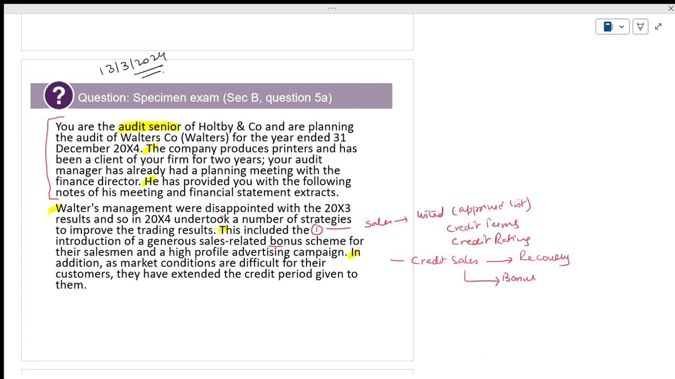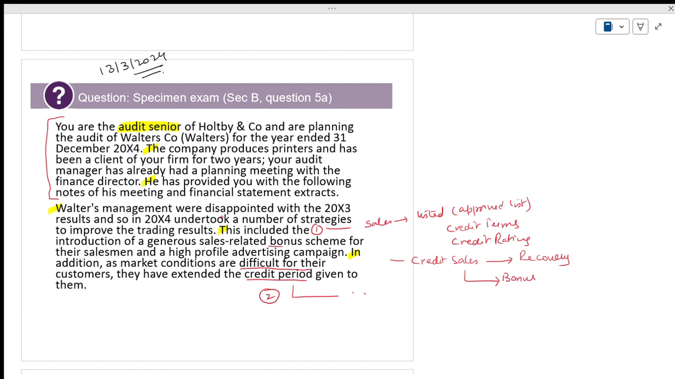In addition, market conditions are difficult for their customers. They have extended the credit period given to them. See the thing, this is another main point. Based on the credit terms, based on the credit rating, based on the listed customers, you have to give the sales. Now, because market conditions are difficult, recovery will be difficult. Is it?